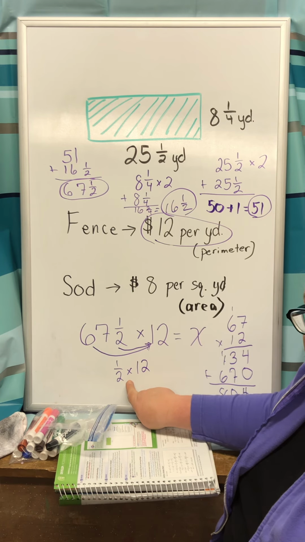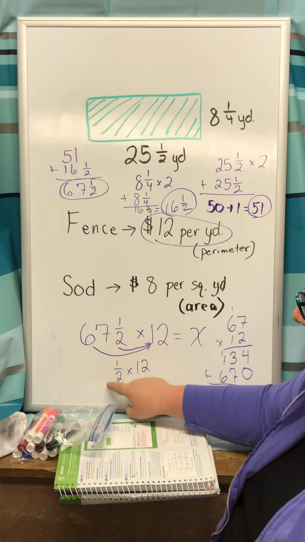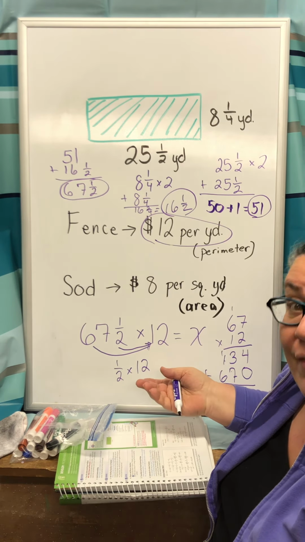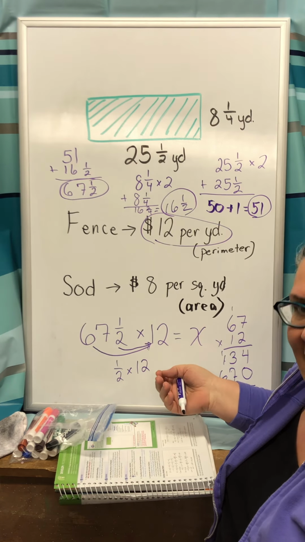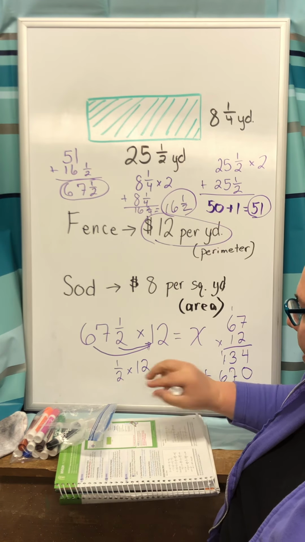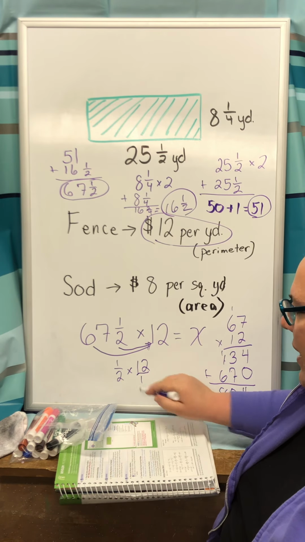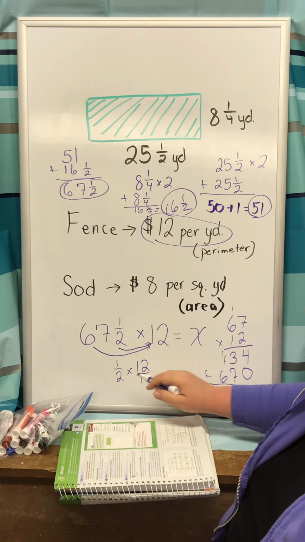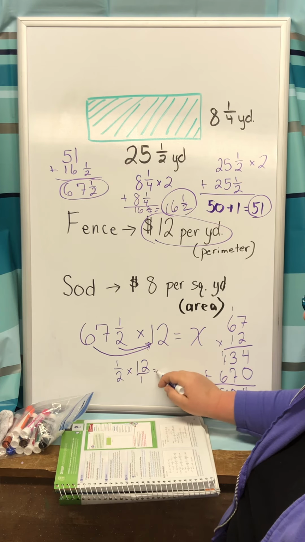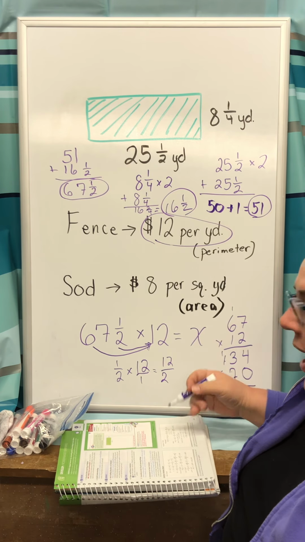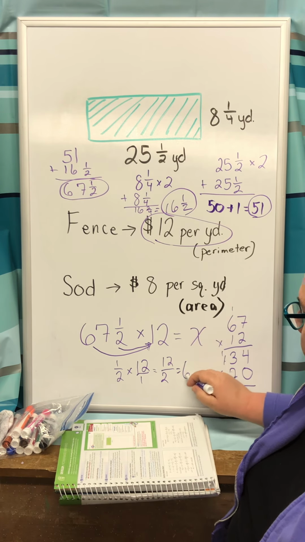Remember that multiplication sign can also be turned into the word of, so it's half of 12. That you should be able to do mentally. What is half of 12? I know half of 12 is 6. If you had numbers that were maybe a little harder to work with, remember I can put a 1 underneath my 12, and I do 1 times 12 is 12, and 2 times 1 is 2. I get 12 over 2, and then I simplify it down. 12 divided by 2 is 6.